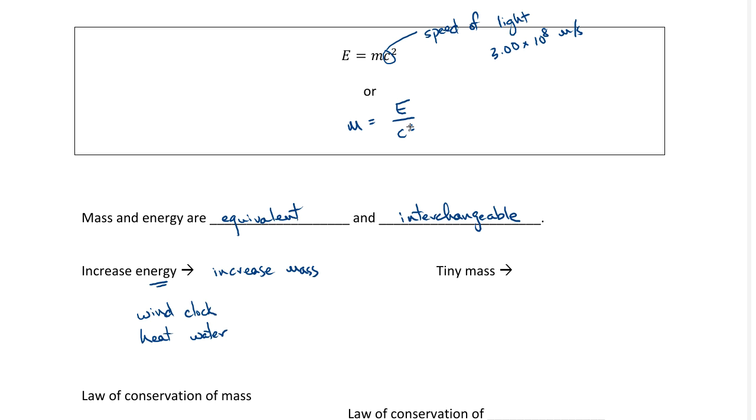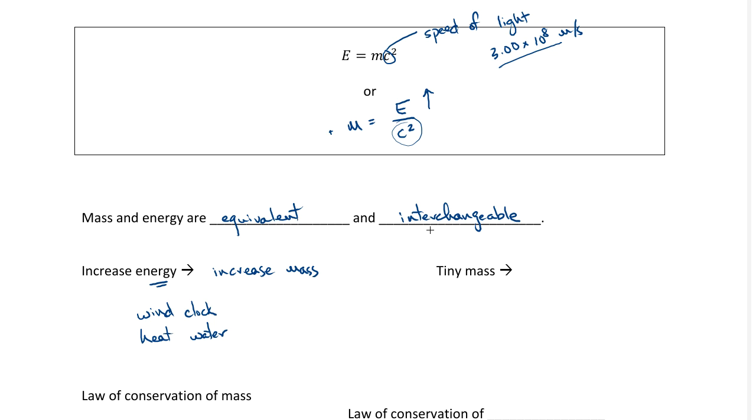Well, it's because this number c squared is so humongous. Even a substantial change in energy when divided by this number, 3 times 10 to the 8 squared, is going to give you a relatively small change in mass. So winding a clock, heating water, they actually do increase the mass of the clock, increase the mass of the water. But because c squared is so big, that change in energy results in a very small increase in mass.